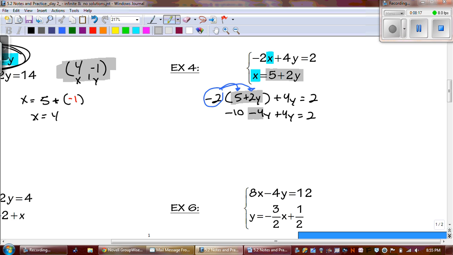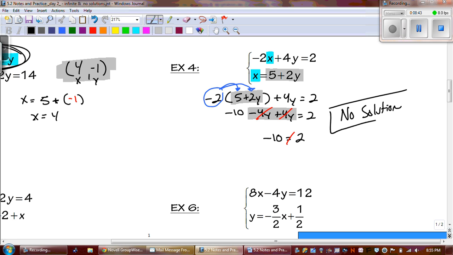Let's combine our like terms of negative 4y and positive 4y. Those cancel out, and you're left with negative 10 equals 2. Is that a true statement or a false statement? That's false. All right, so our answer is no solution. And for this one, there is a shortcut, the 0 with a slash through it.